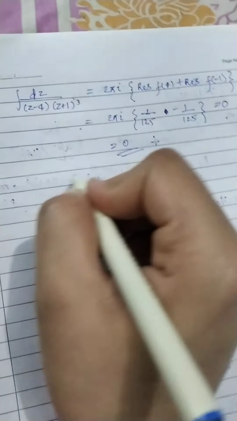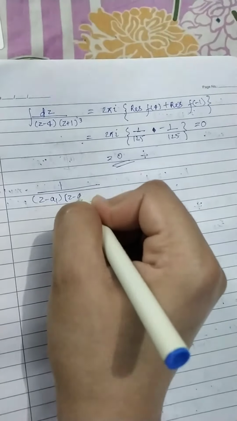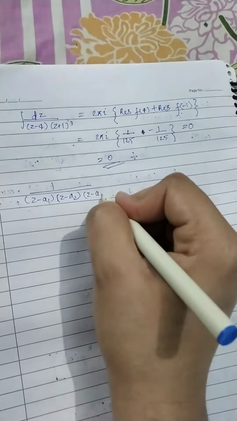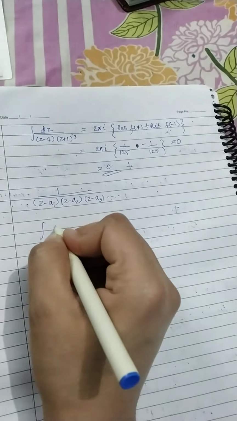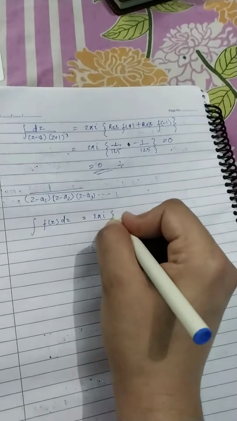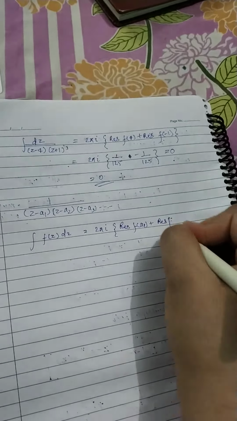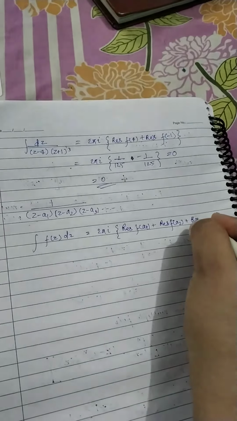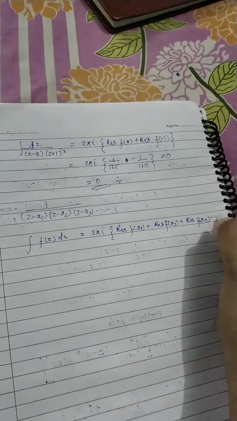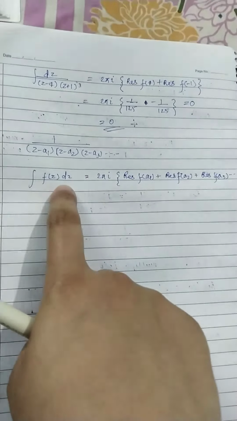One thing to be noted: if we have n numbers of poles, consider z upon (z minus a1) into (z minus a2) into (z minus a3) and so on. What will be the formula in that case? We write the integral of f of z dz equals 2 pi iota into (residue of f at a1 plus residue of f at a2 plus residue of f at a3, and so on). So the residues get added and then multiplied by 2 pi iota to give the integral.